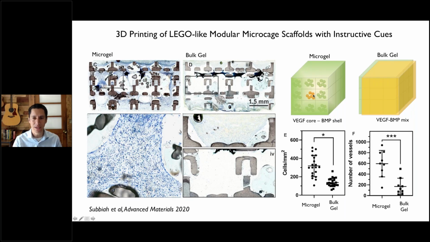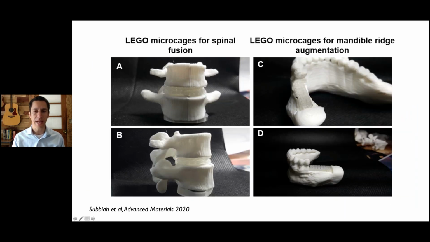So by guiding cells and putting growth factors at the right place at the right time, we can actually facilitate vascularization of the core of these pretty large, chunky scaffolds, which is one of the big challenges in regenerative medicine and regenerative dentistry, especially for bone regeneration at the moment. So the idea here is to use these Legos for different types of applications: spinal fusion, ridge augmentation, and so on and so forth. And that's what we're pursuing right now.